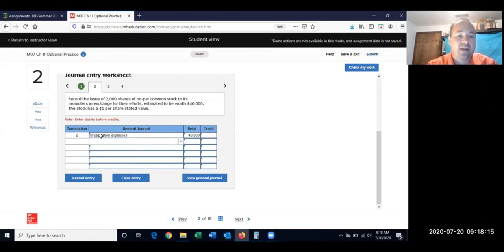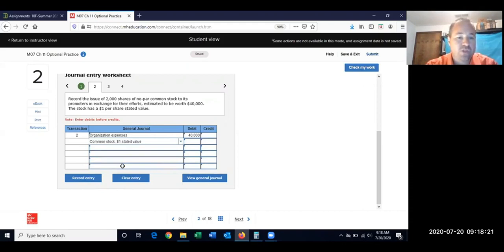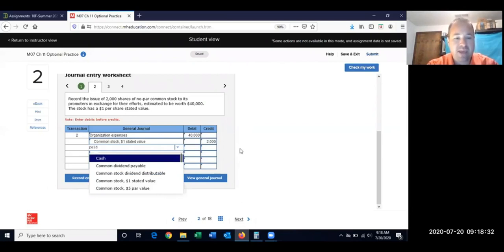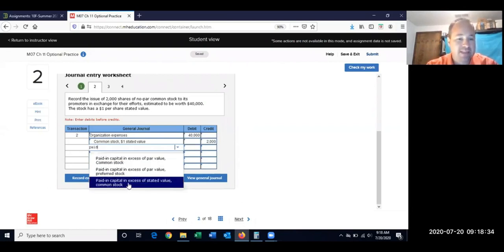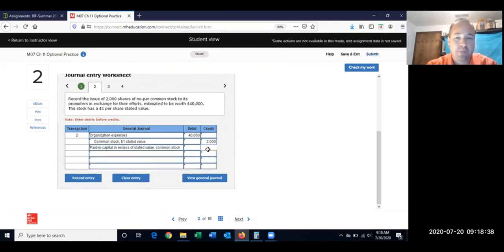And then the stock has a $1 per share stated value. So I'm going to do common stock, $1 stated value, and that's going to be $1 times the number of shares, so 2,000 shares. The rest would be the paid in capital in excess of the stated. So this time we do want to use this one, and that would be the 38 grand. So that's what you just got to look for on these.